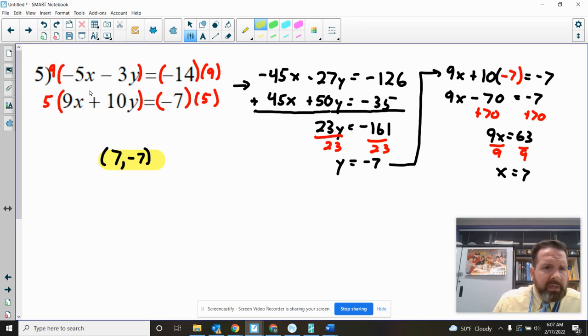Let's check it. So this would be negative 35 plus 21. That is negative 14. And by the way, use a calculator to check. Nothing wrong with that. Here, 9 times 7, 63, plus negative 70 would be negative 7. That works out as well.